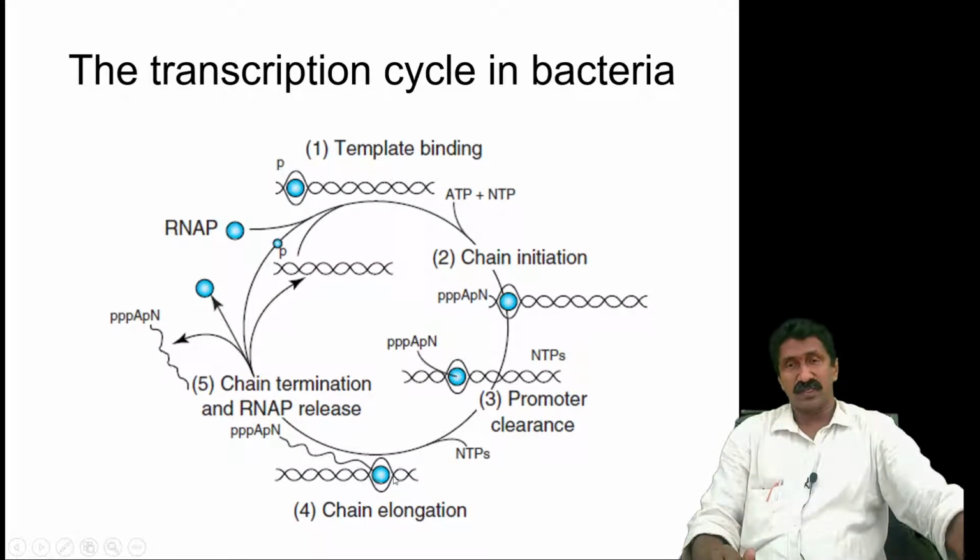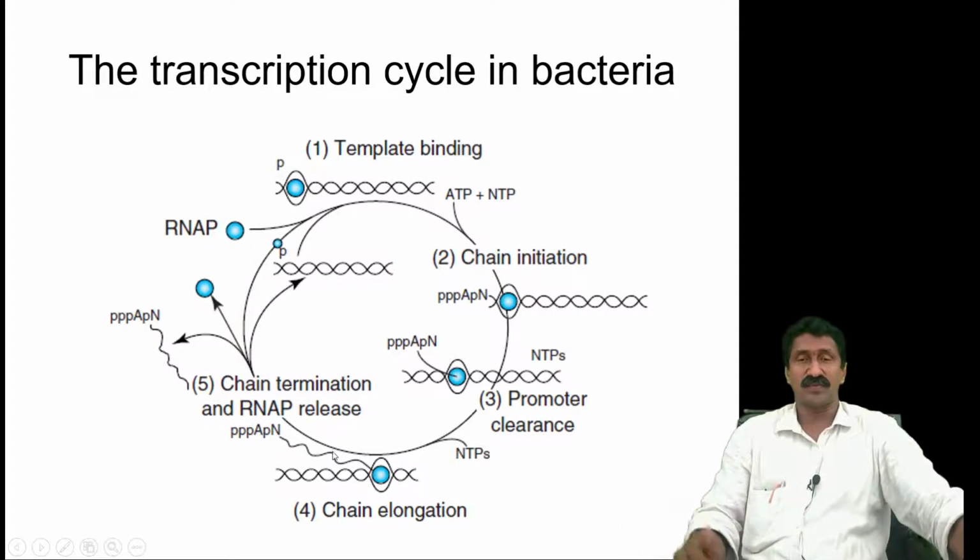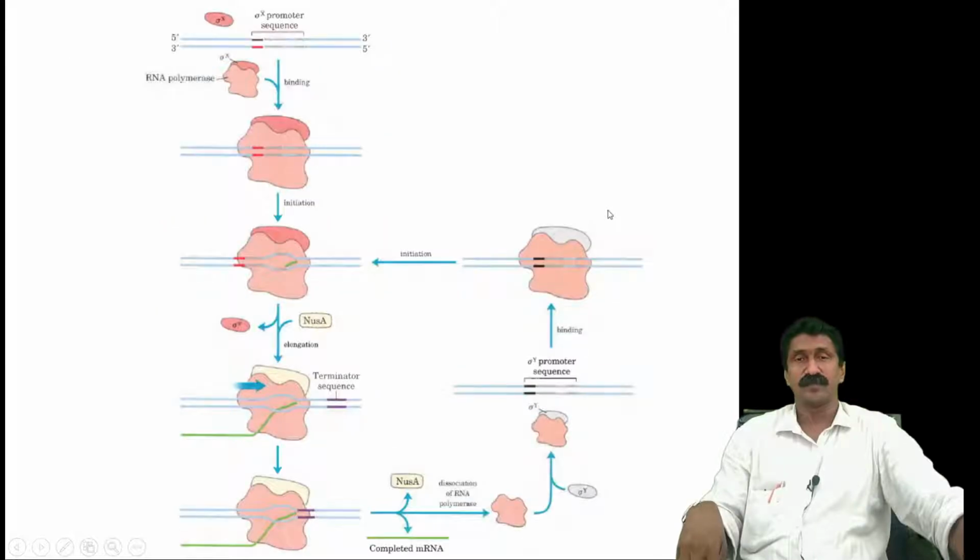Now then there is the elongation stage, chain elongation by incorporating new nucleotides to the 3' end of the growing RNA chain. Finally, at the termination point, the chain terminates and the RNA is released, and the RNA polymerase is also released, which will subsequently be reused during the next cycle of transcription. So this is the overall picture of transcription in bacteria. You will see it in detail.